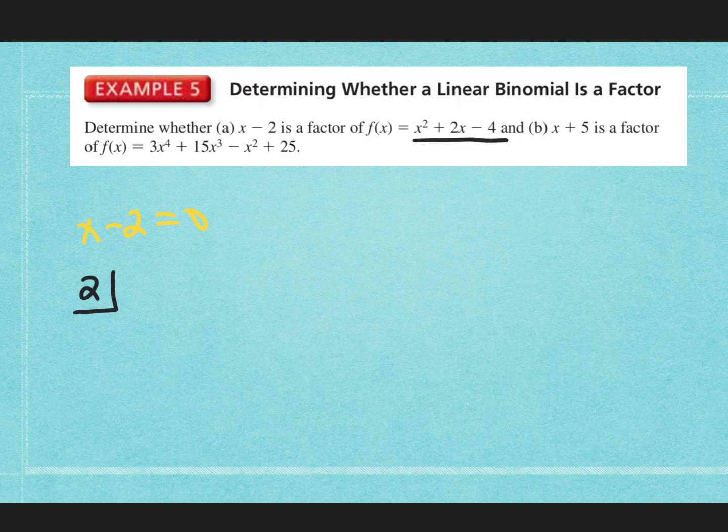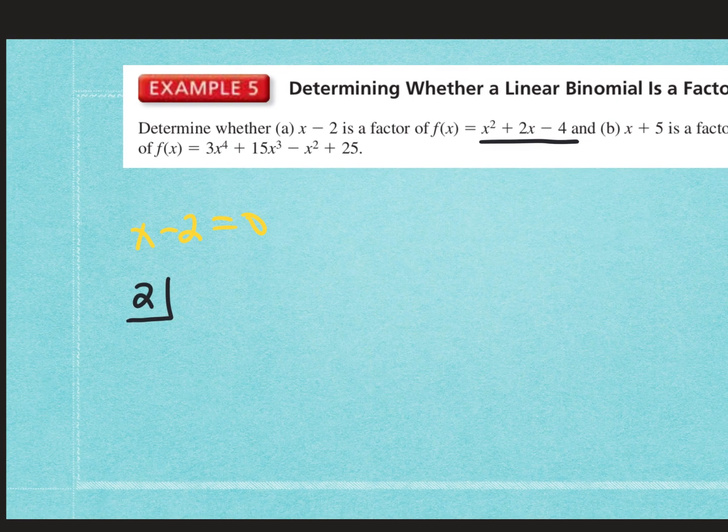How do we synthetically divide? It's the coefficients of all of the variables, right? So what's the coefficient of x squared? 1. What's the coefficient of x? 2. And then what's our constant? Negative 4. If something is a factor, when you synthetically divide, your remainder will be 0. If your remainder is not 0, it's not a factor. That's it. Remember, when you synthetically divide, guys, everything needs to be accounted for. So if you start off with x squared, you need to have a place for x squared, x to the first, and x to the 0, or the constant.